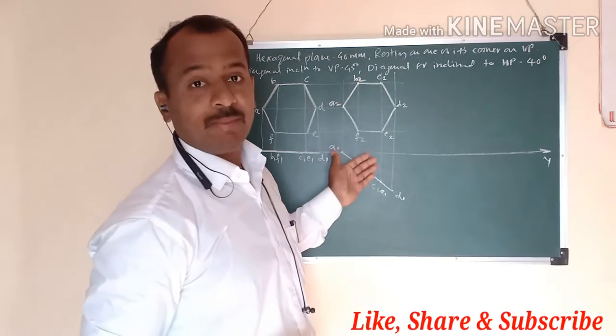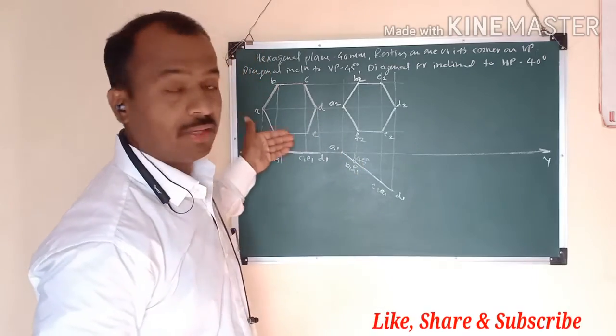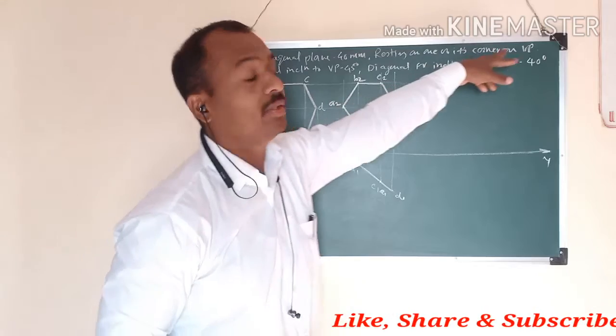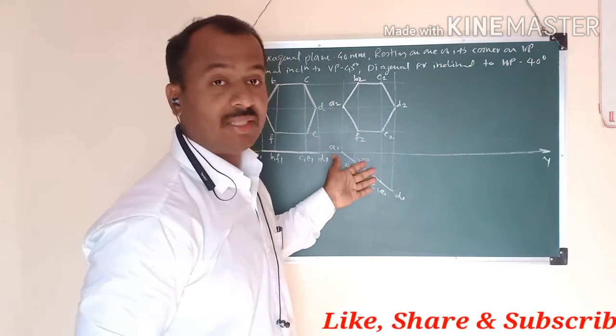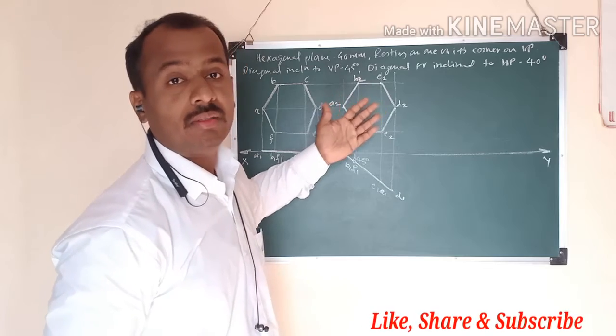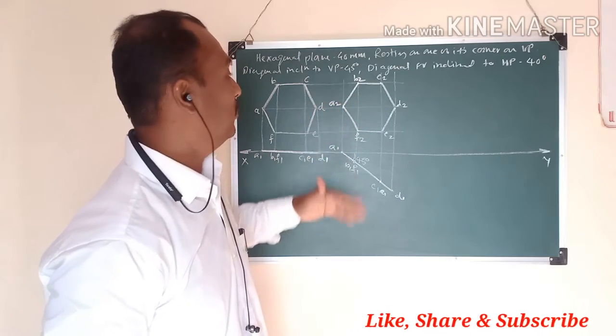So this is the second step of this problem. This is the first step. Here what we consider? We consider that this plane is fully rested on VP as it is resting on VP. And in the second step what we consider? That this plane is inclined to VP only and parallel to perpendicular to HP like this.